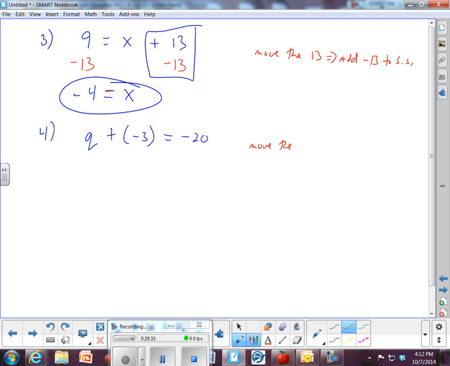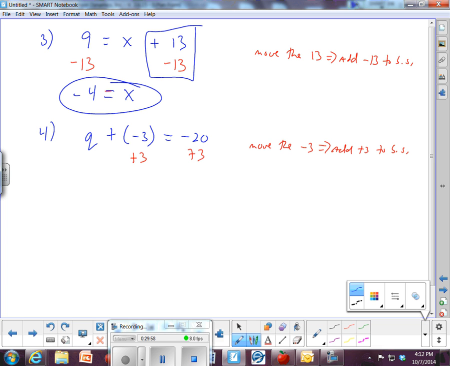I hope you said the negative 3, right? How are you going to do it? Add its opposite. Add positive 3 to both sides, right? So where's the number I'm moving? It's on the left, so I'm going to go under it on the left, and I'm going to add a positive 3. I have to go on the other side of the equal sign now and add the same thing, a positive 3.